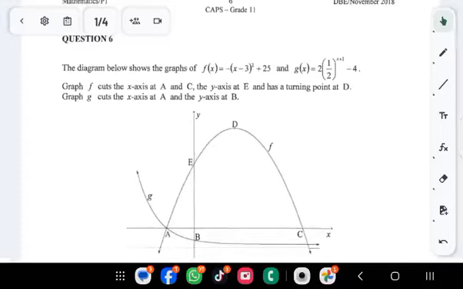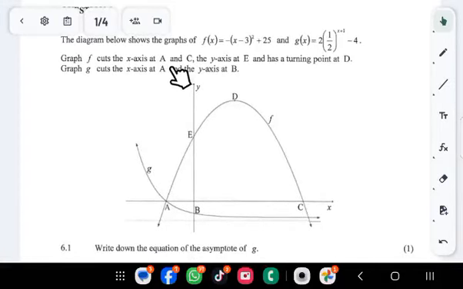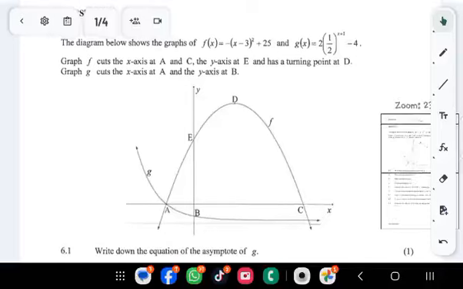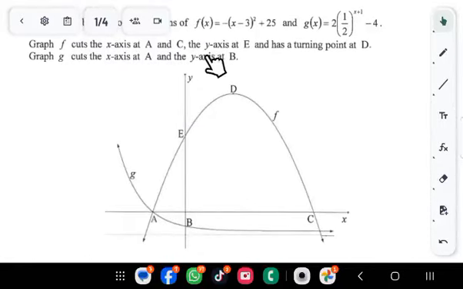Graph f cuts the x-axis at A and C, that is the parabola, the y-axis at E, that's the y-intercept, and there's a turning point at D. Graph g cuts the x-axis at A, and the y-axis at B. So they have a common x-intercept there, which is the point A.